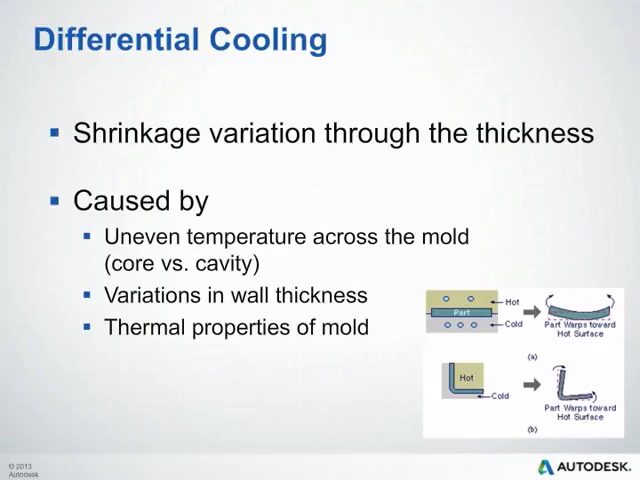Differential cooling is typically defined by a shrinkage variation through the thickness of your part. This can be caused by uneven temperatures across the mold, so maybe your core versus your cavity are different, variations in the wall thickness, or even thermal properties within your mold. We covered some of these topics in more detail in the Moldflow Design Principles module, so please feel free to reference that if you have not and would like additional information.